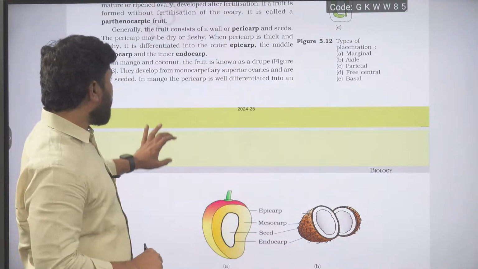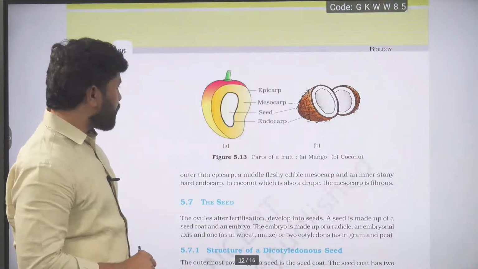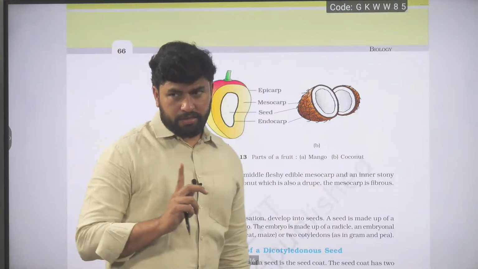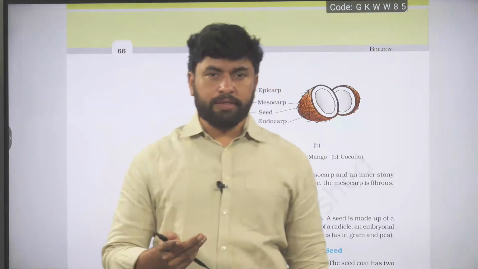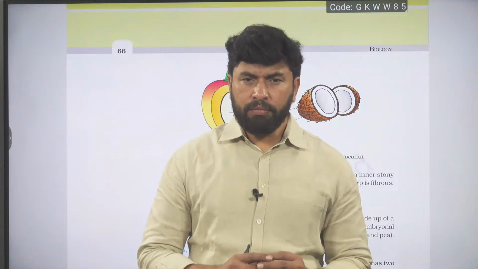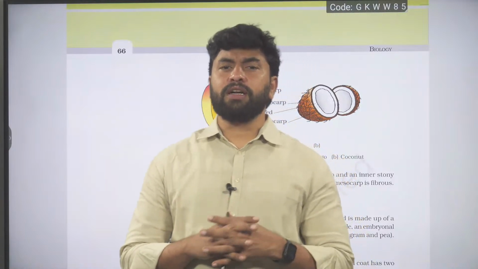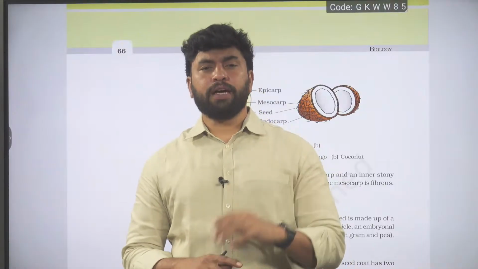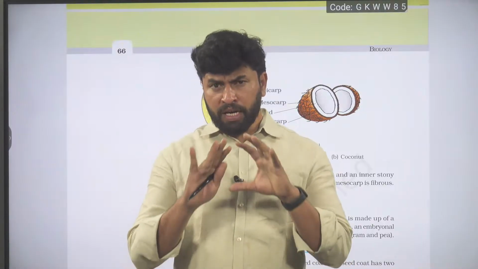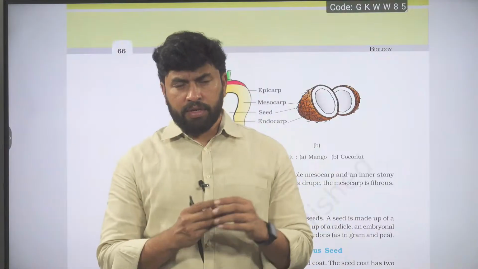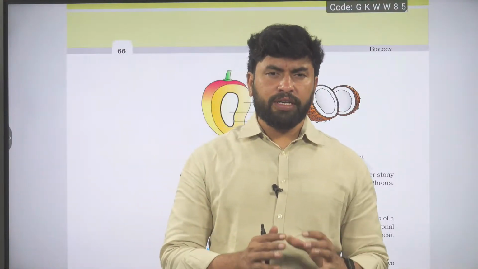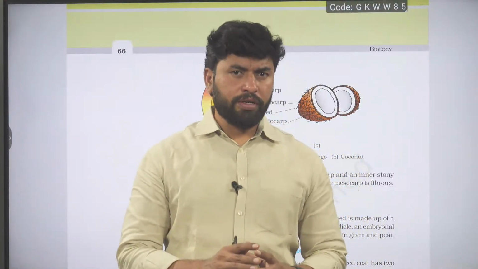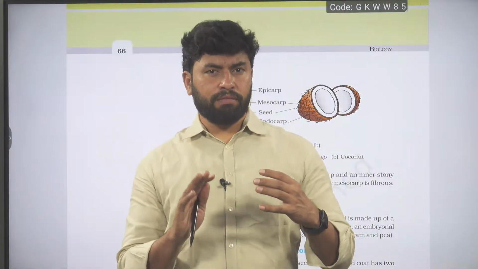Next one. They have two examples for the drupe. One drupe is coconut, another drupe is mango. Coconut and mango both have the same name, drupe, but they don't have the same parts edible by humans. Consider the epicarp, the outermost covering of the fruit. In the case of coconut, it is generally green in a tender coconut. Later it will become brown.